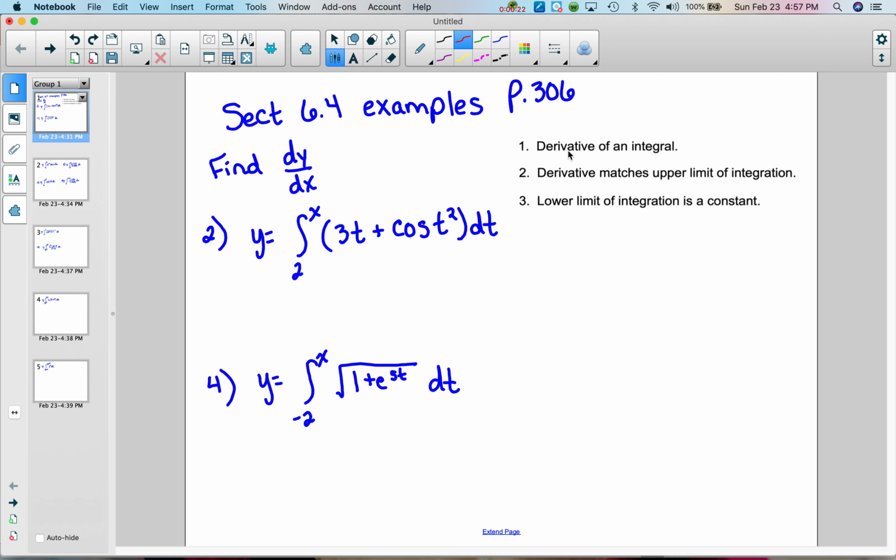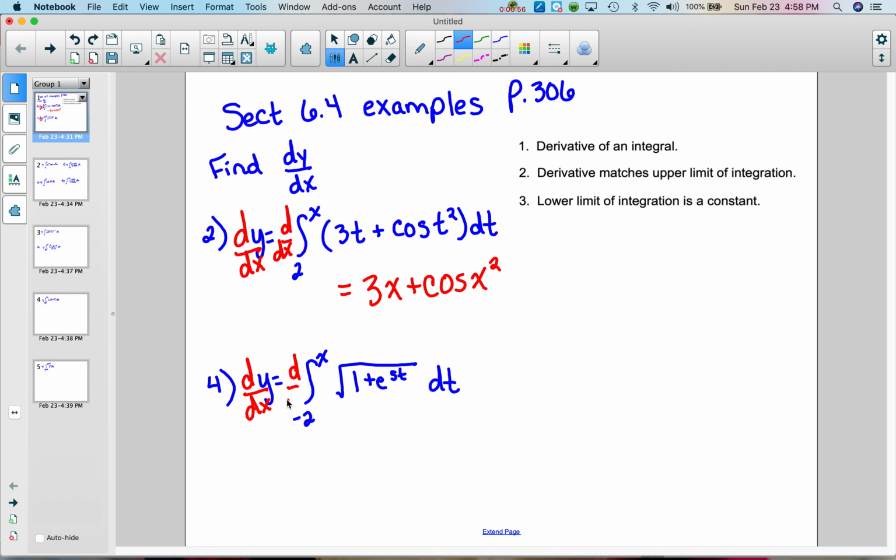Because we are trying to find the derivative of an integral, we need to make sure the derivative matches the upper limit of integration and that the lower limit of integration is a constant. So we are finding dy/dx, so d/dx of the integral. The lower limit is a constant. The derivative matches the upper limit of integration. So then we have this set up to where all we have to do is plug it in. And we're done.